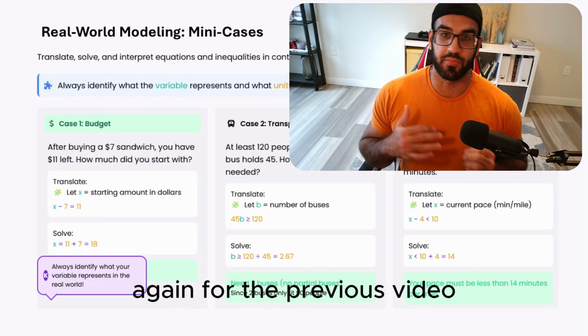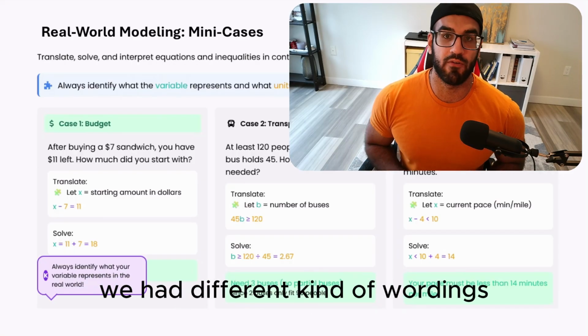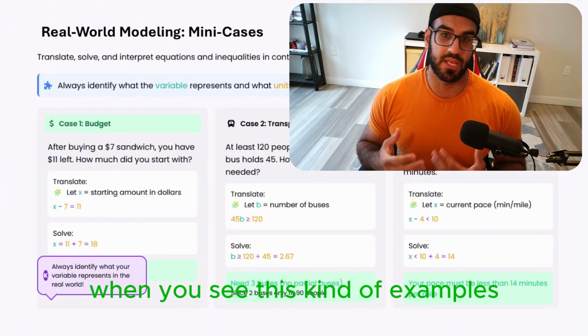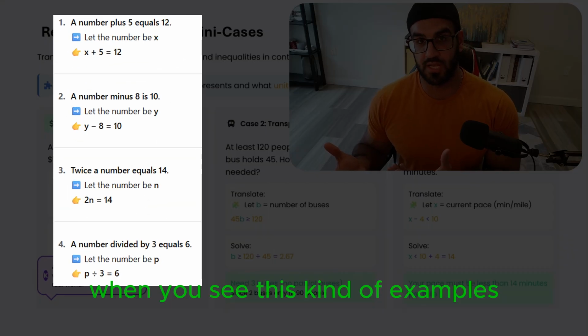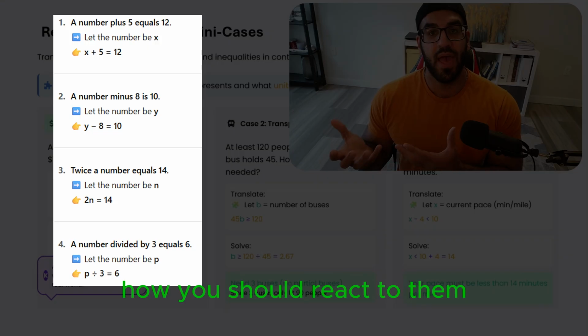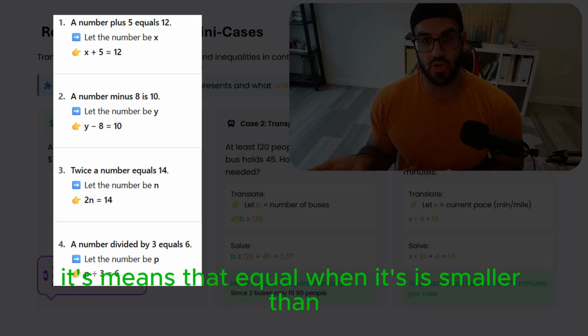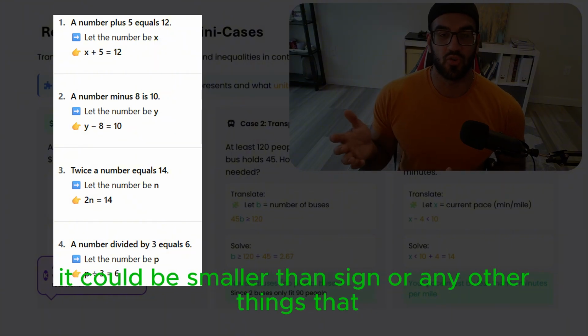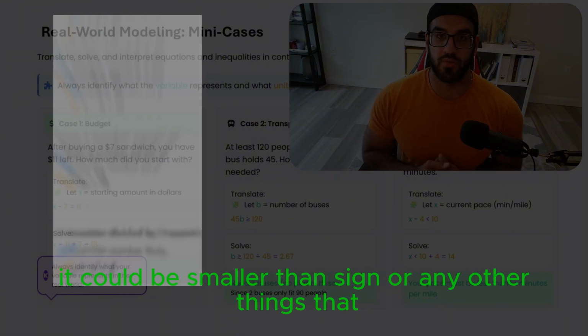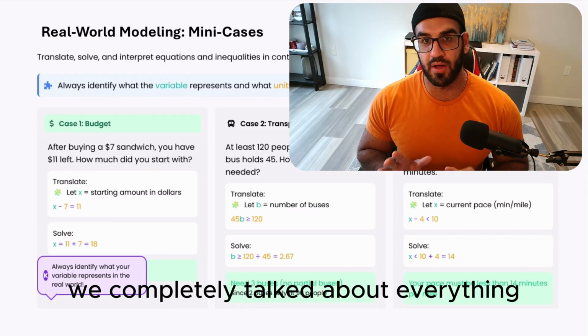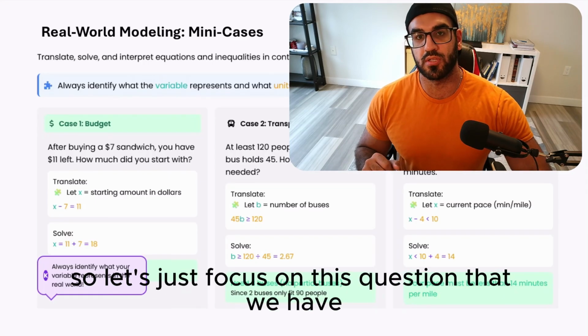For the previous video, we had different kinds of wordings, and I told you how you should react when you see these kinds of wordings. When it means equal. When it's smaller than, it could be a smaller than sign, and we talked about everything. So let's just focus on this question that we have right now.